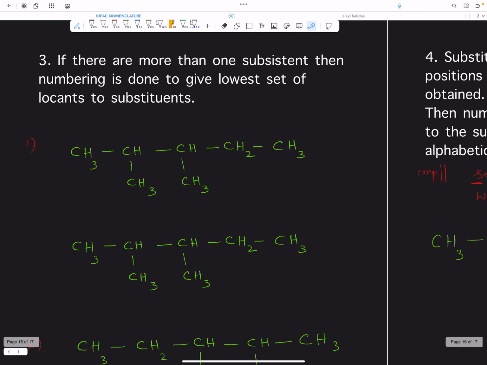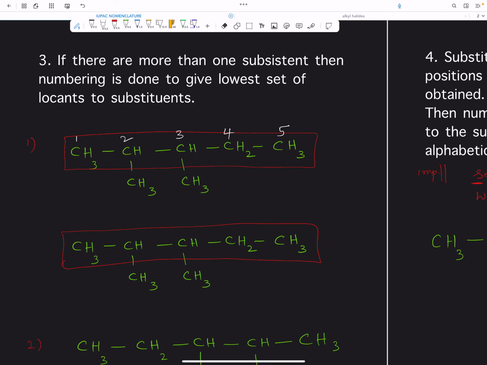Rule number 3. If there is more than one substituent, then numbering is done to give the lowest set of locants to substituents. Now select the parent chain. Here the parent chain is the longest continuous carbon chain that contains 5 carbons. I have written the molecule 2 times, therefore the numbering can be shown in 2 different ways. Let us start numbering from this carbon: 1, 2, 3, 4 and 5.